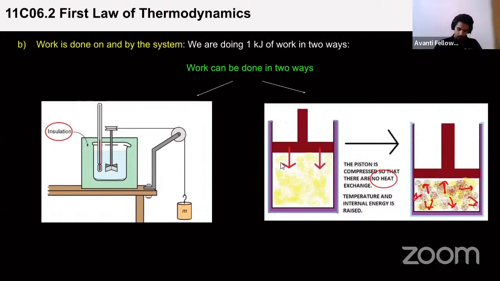Now, this piston is compressed so that there is no heat exchange. We are not giving any temperature or anything, right? What we are doing here, we are compressing the gas. Temperature and internal energy is raised. Why? Due to compression of the gas, what happens? The collisions will increase. Because of this, internal energy increases and temperature of the system will be increasing due to more number of collisions.